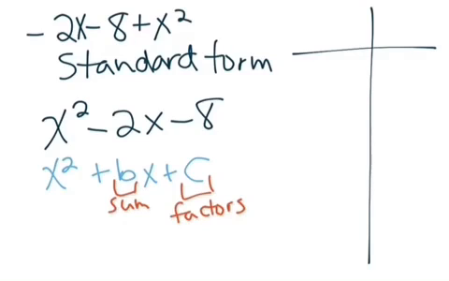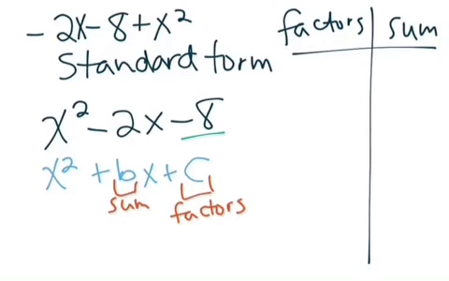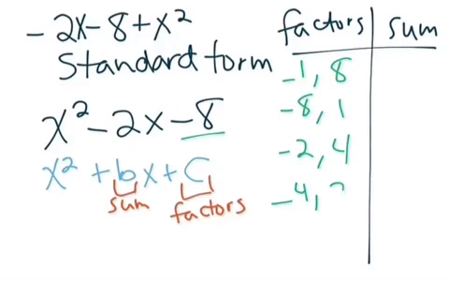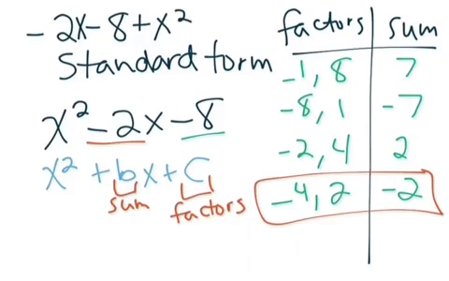Let's do our table. We've got factors. We've got sums. We're doing factors of negative 8. So let's start listing those out. I could have negative 1, positive 8. I could have negative 8, positive 1. Negative 2, positive 4. Negative 4, positive 2. Let's add those up. 7, negative 7, 2, negative 2. Let's see what matches. I need to find something that's going to sum to negative 2. There it is right there.